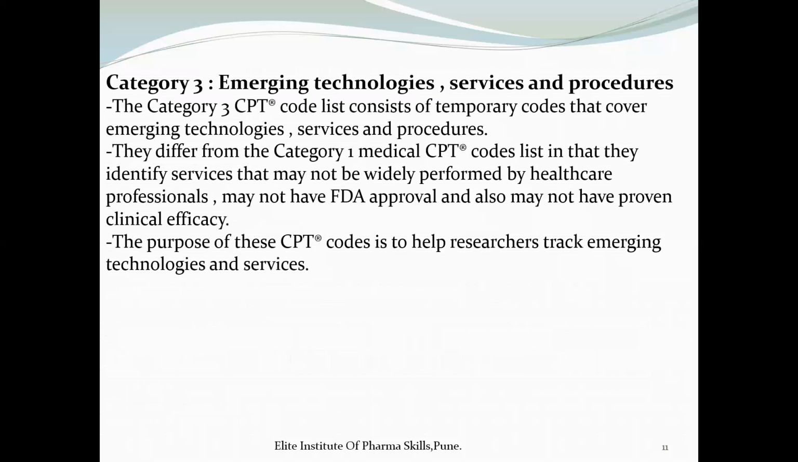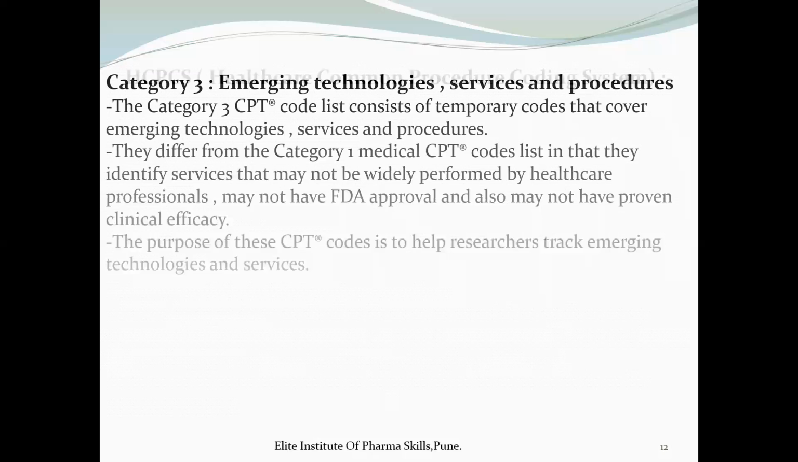The category 3 is a code list which consists of temporary codes that cover emerging technologies, services, and procedures. They differ from the category 1 CPT codes in that they identify services that may not be widely performed by healthcare professionals, may not have FDA approval, and also may not have proven clinical efficacy. The purpose of these CPT codes is to help researchers track the emerging technologies and services.